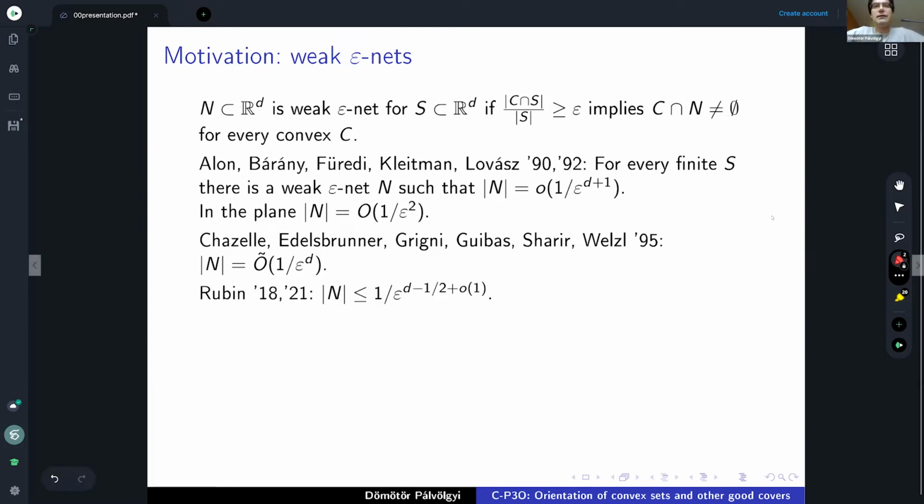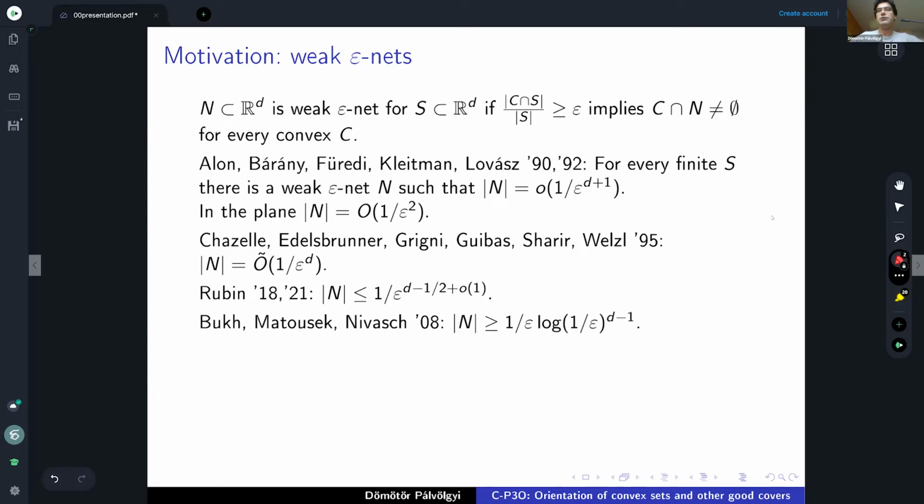And recently, Natan Rubin had a breakthrough where he could improve the exponent by a half more. Of course, if d is at least 2, then he could improve it. Already the planar case was a big breakthrough. And the very interesting thing is that from below, we know very, very little. The best construction is 1 over epsilon and some polylogarithmic factors. So these upper bounds are polynomial in 1 over epsilon, but the lower bound is practically linear in 1 over epsilon. So it would be very nice to close this gap.